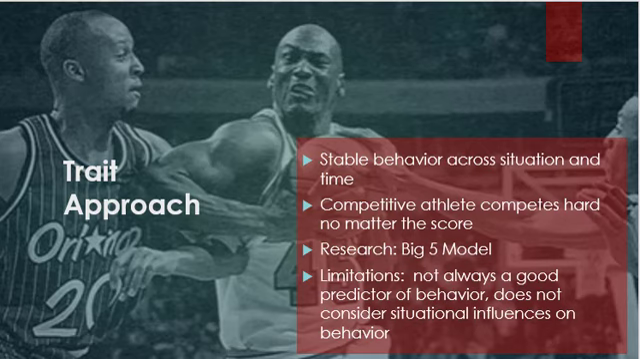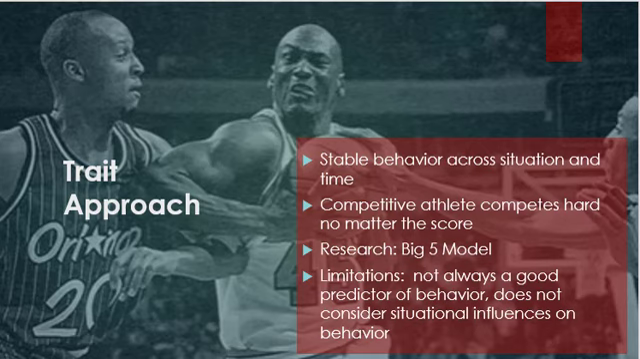So, how does this look, or how do we maybe think about behavior in this situation? Well, in taking the trait approach, we would look at a competitive athlete and basically believe that no matter what the score, that athlete's going to compete hard. Now, is that true in all cases? No. And is it true that non-competitive people can actually be competitive in different situations? Absolutely. So there are some limitations to this approach because it's not always a good predictor of behavior, and because it does not consider the situational influences on an individual.